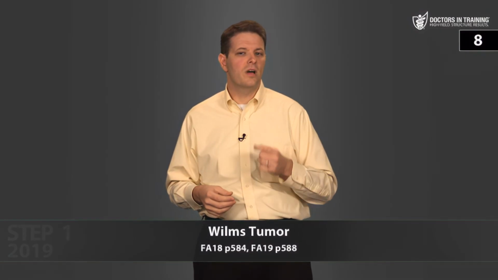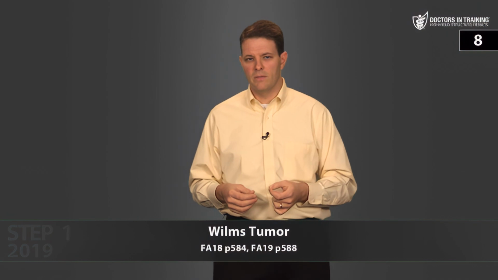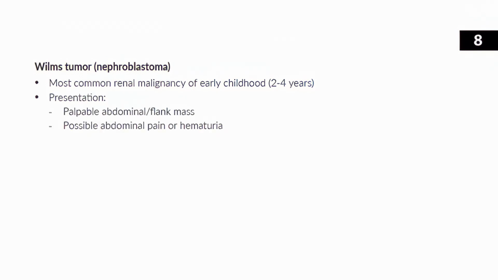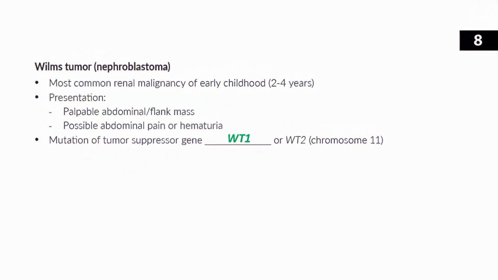Wilms tumor is the most common renal malignancy of childhood. It's usually seen in early childhood, ages 2 to 4. Wilms tumor is also known as nephroblastoma. It usually presents with a palpable abdominal mass or a flank mass, and possibly some abdominal pain or hematuria. So the presentation is fairly similar to renal cell carcinoma. The main difference is the patient's age. Wilms tumor is associated with a mutation of the tumor suppressor gene WT1 or WT2, which are located on chromosome 11. You can remember WT is for Wilms tumor.